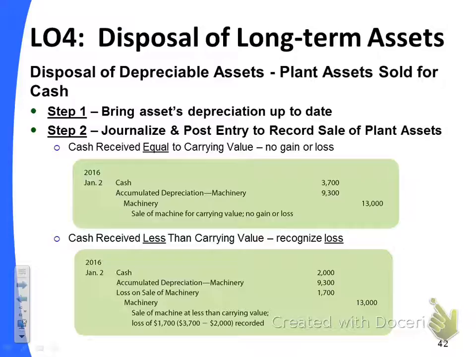Okay? And a loss is going to be treated like any other expense for our business. It's going to be a debit. So our loss is $1,700. And again, we get the asset off the books by crediting it for $13,000.